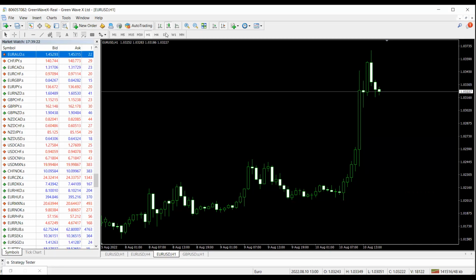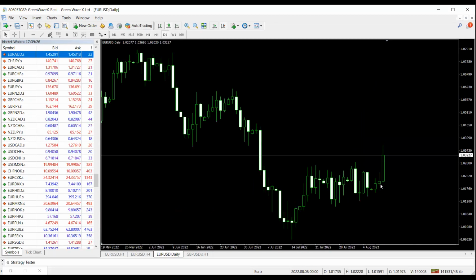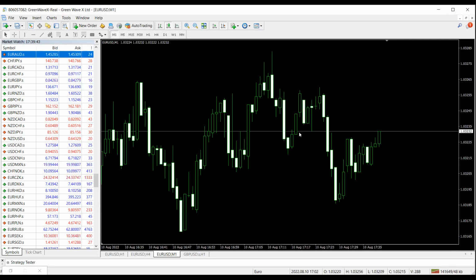Which means that if you are looking at a 1 day candle, in a 1 day candle, of course, you're going to get 24 1 hour candles. That's what it is. What if I now go to 1 minute? Definitely, you're going to see so many candles for a day.